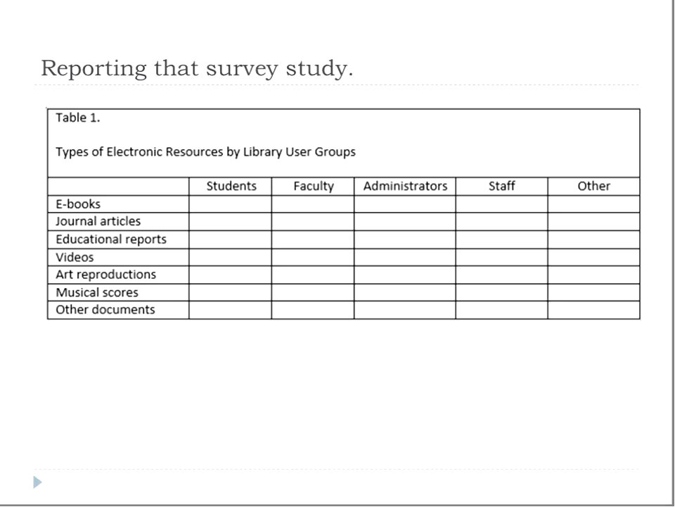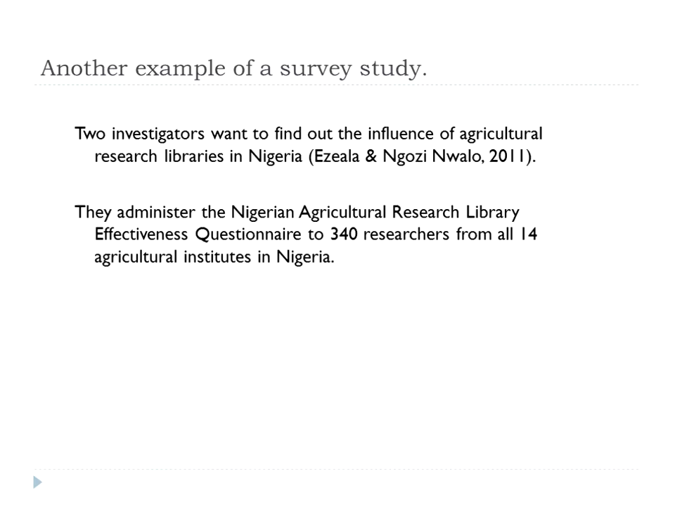And this is how the researcher might report his findings, and this should look familiar to you. It's a contingency table. His variables for the respondents who he surveyed are running horizontally across the top of that contingency table, and his variables on the electronic resources that he was interested in investigating are running down the side. And of course, he would have data filled into those cells.